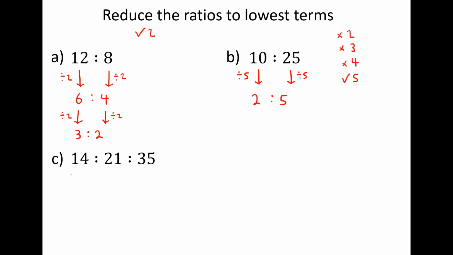Now let's move on to C. This is a 3-term ratio. Let's start with 14, and let's start with my number 2 here. Can I divide 14 by 2? Yes. That's great. Now I move on to check for the next one. Can I divide 21 by 2? Nope, because it's an odd number.